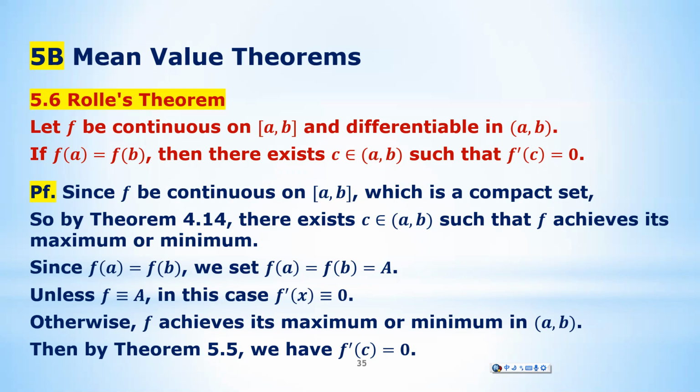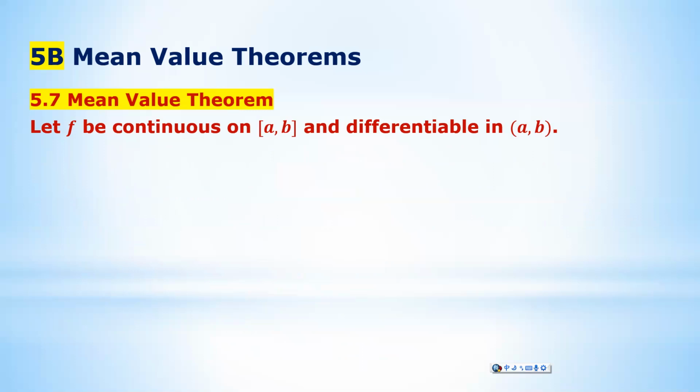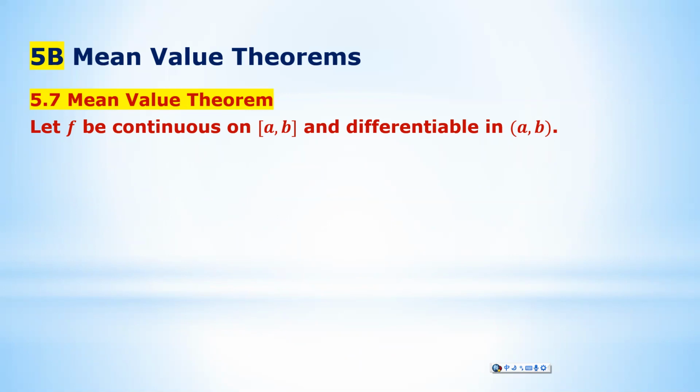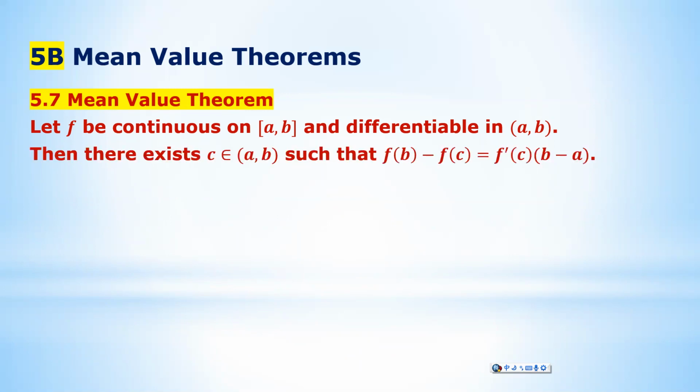Okay, if no questions, let's look at the real form of the mean value theorem. Now, this theorem looks similar. Let f be continuous on the closed interval [a, b] and differentiable in the open interval (a, b), the same kind of condition. However, it does not assume that f(a) equals f(b). No additional condition. Then it concludes that there is a c in the interior such that f(b) minus f(c) equals f prime c times (b minus a). So that's the mean value theorem.